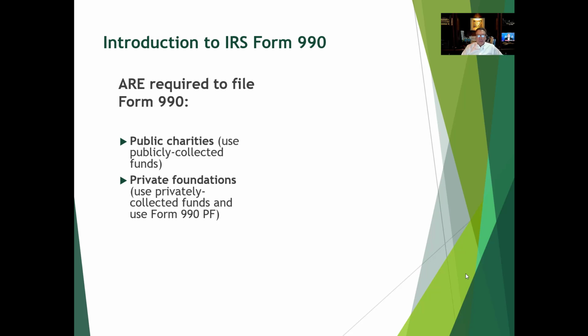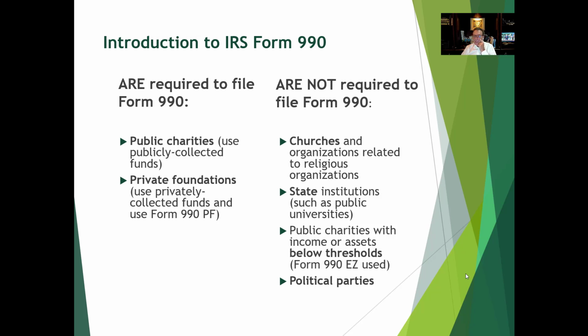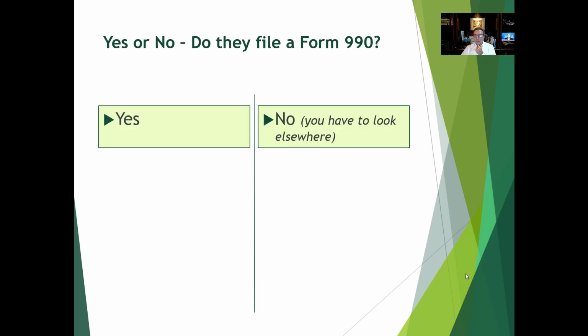So what types of tax-exempt organizations are required to file Form 990? Public charities and private foundations would be in this category. Not required to file the form would be all of these: churches, public universities, public charities that are very small, and political parties. You might not ever be able to find out public information unless you're an insider on these, but in some cases, such as public universities, there are other places to look.